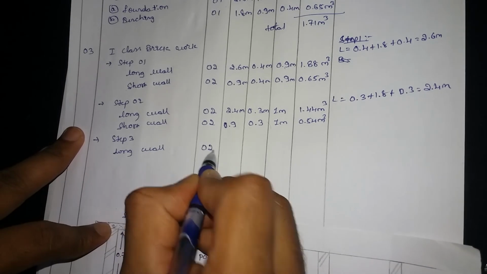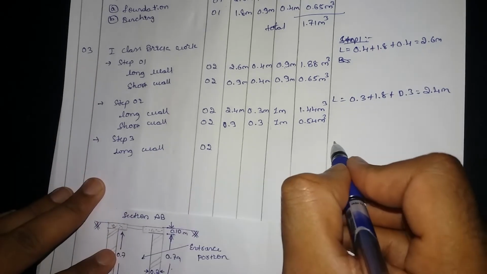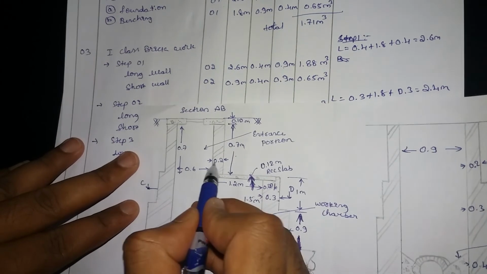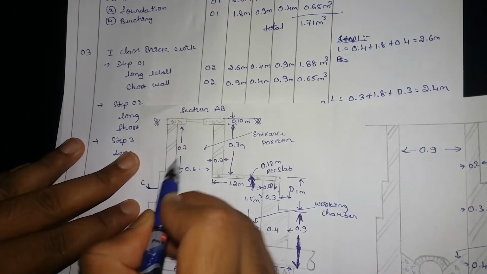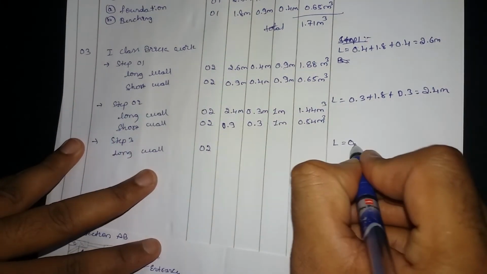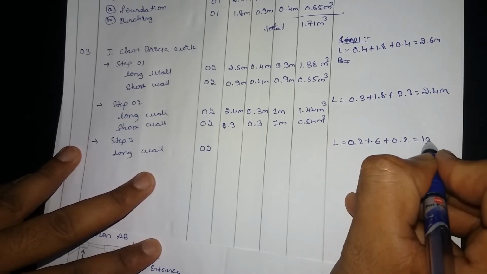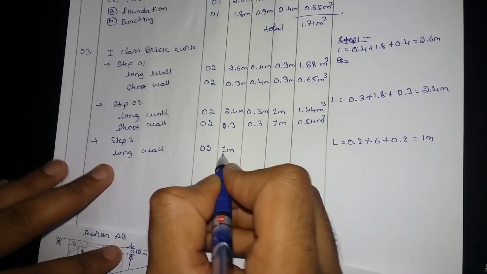That is, the number of walls will be 2. How will you find out its length? L is equal to what you can see in the section, that is 0.2, and this distance again 0.2. So this is 0.2 plus 6 plus 0.2. You will get around 1 meter. This is your length of the long wall.